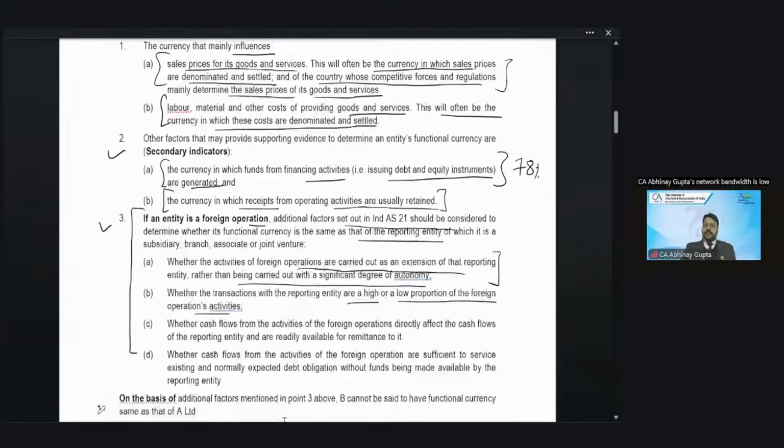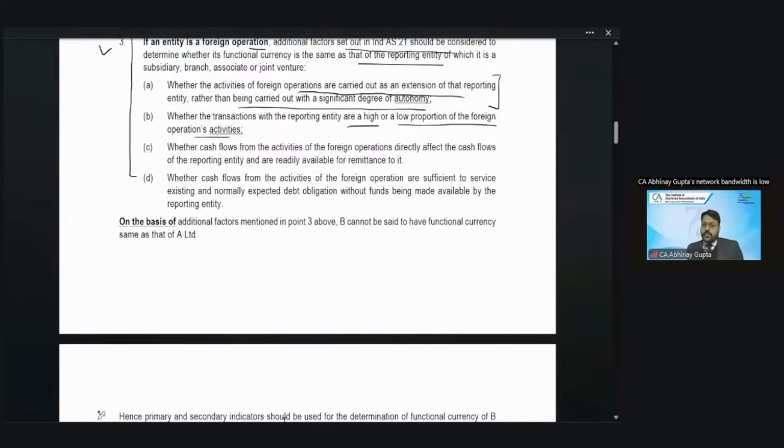And the fourth one, whether the cash flow from the activities of the foreign operations are sufficient to service the existing and normally expected debt obligation without funds being made available by the reporting entity. So if the foreign operation is not dependent for any cash requirements from its parent entity, then it means it is operating on its own and it can have its own functional currency different from the reporting entity.